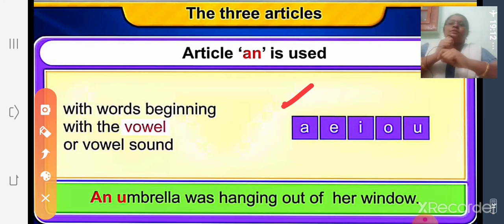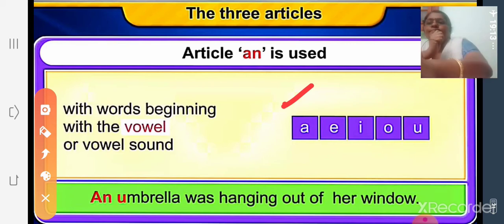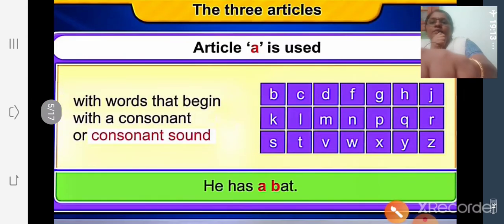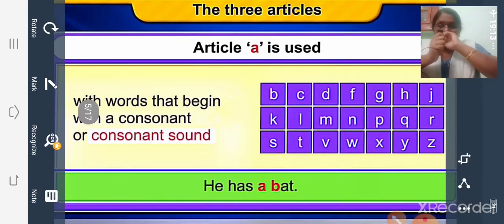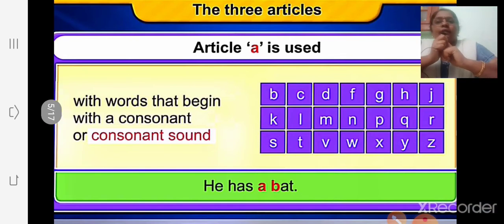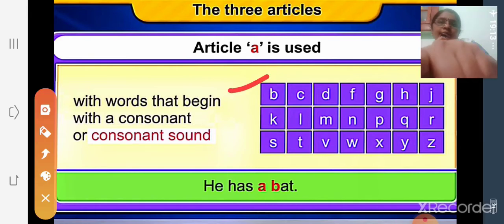So an is used with words beginning with a vowel or vowel sound. Okay. Now, where can we use a? Article a is used with words that begin with a consonant or consonant sound. You know what consonants are in English? Letters other than vowels are all consonants. Okay, letters other than vowels.